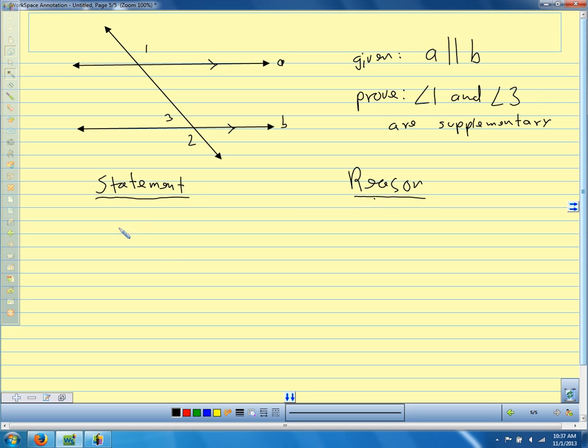So let's start with our given. Line A is parallel to line B. So we know that's true. And we've already talked about this. I'm going to say that angle 1 is congruent to angle 2. And we said the reason, all we have to do for our reason is say that they are alternate exterior angles.